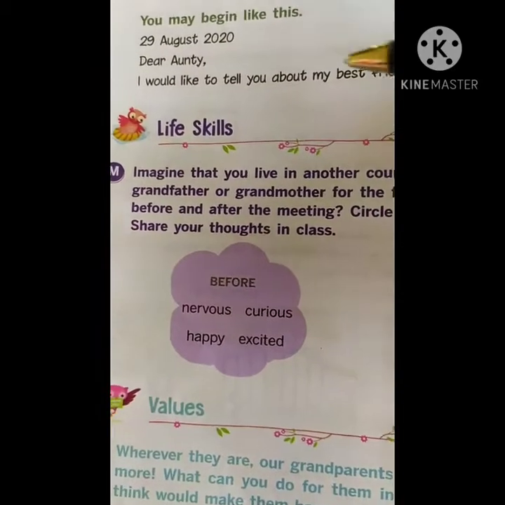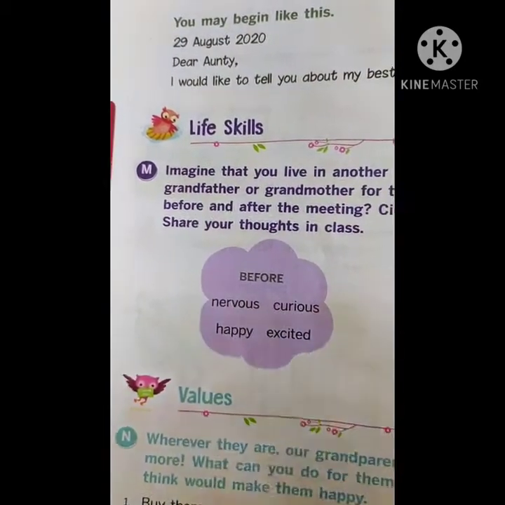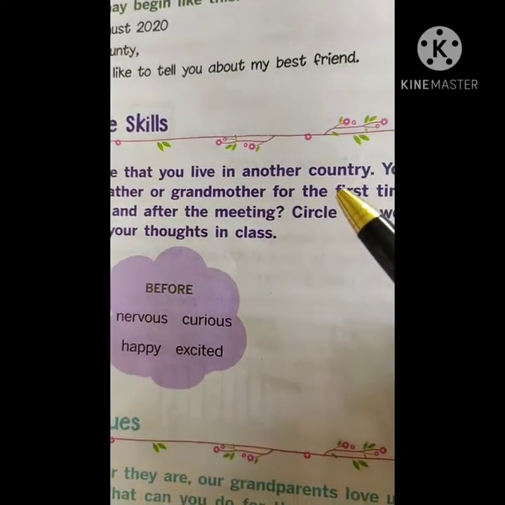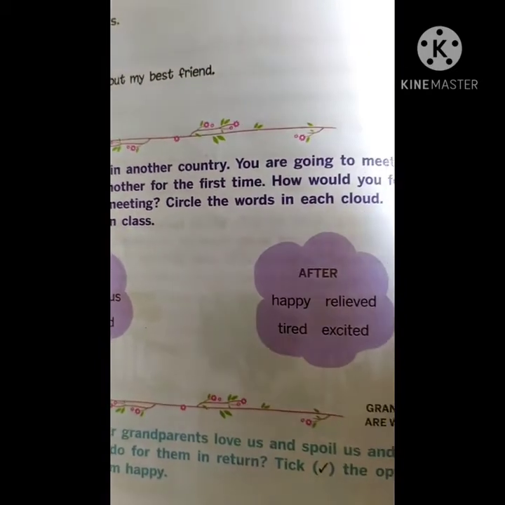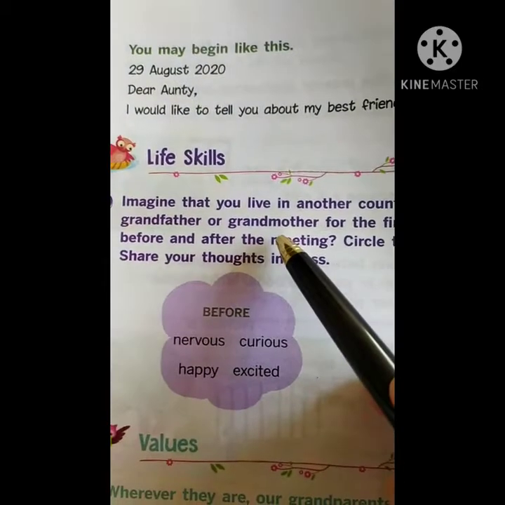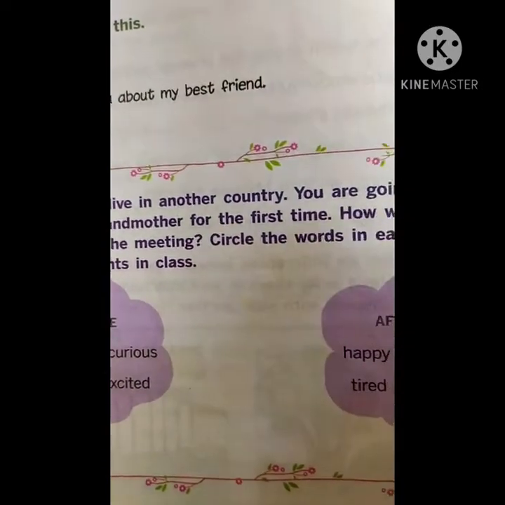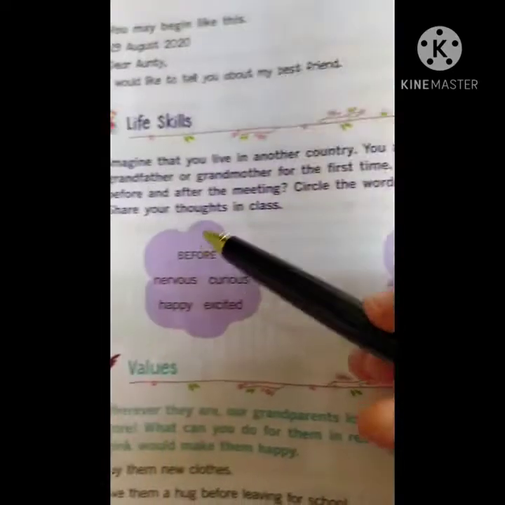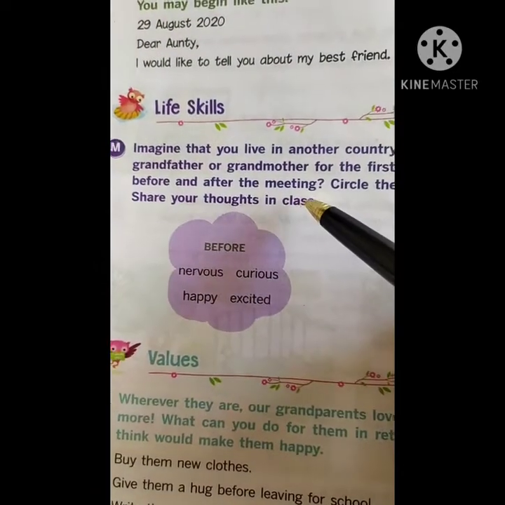Okay, now this is for the life skills. M bit. Imagine that you live in another country. You are going to meet your grandfather or grandmother for the first time. How would you feel before and after the meeting?